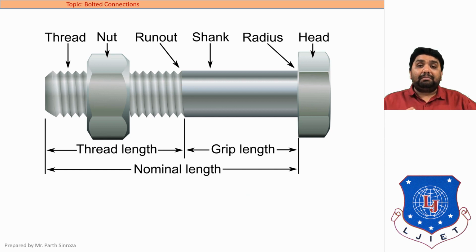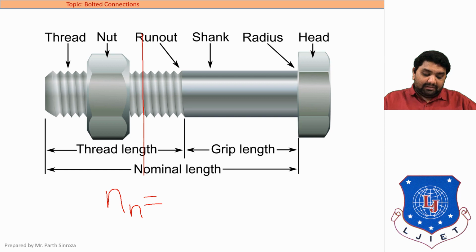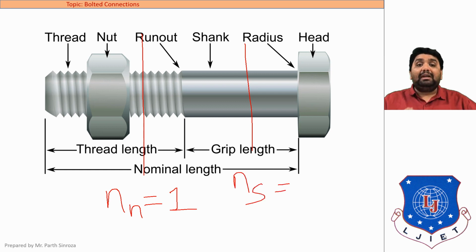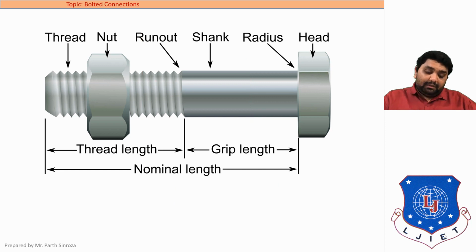Now, number of shear planes. If the shear plane cuts through this threaded region, we will be considering it to be NN. So NN will be considered as 1 if a single shear is given. If the shear plane cuts through this region, it will be NS. Clear? If the shear plane cuts through this region, we will be taking it as NS. So NS will be equal to 1.